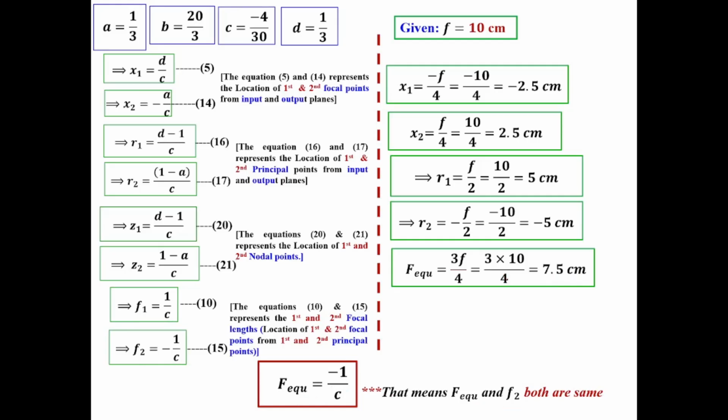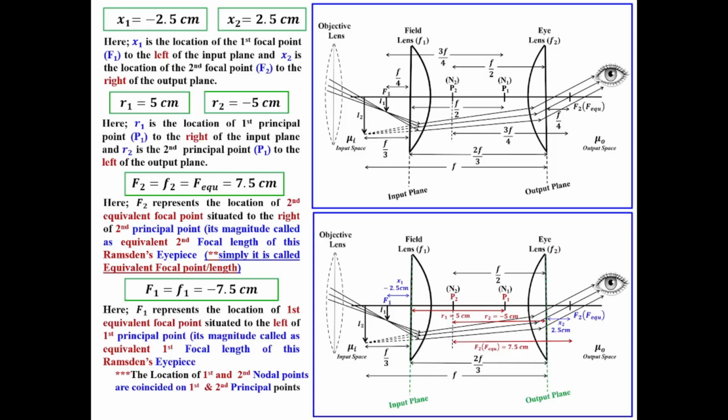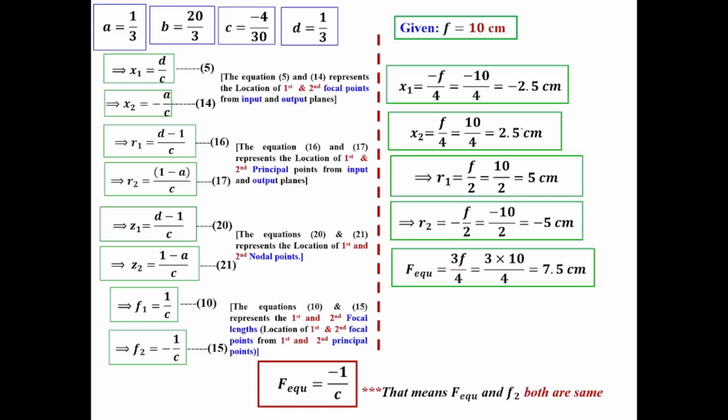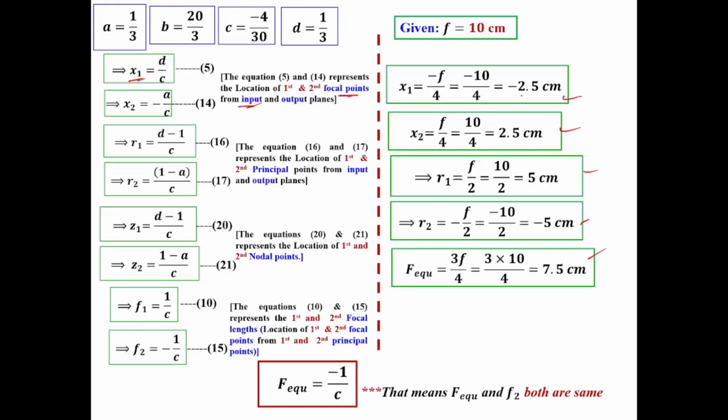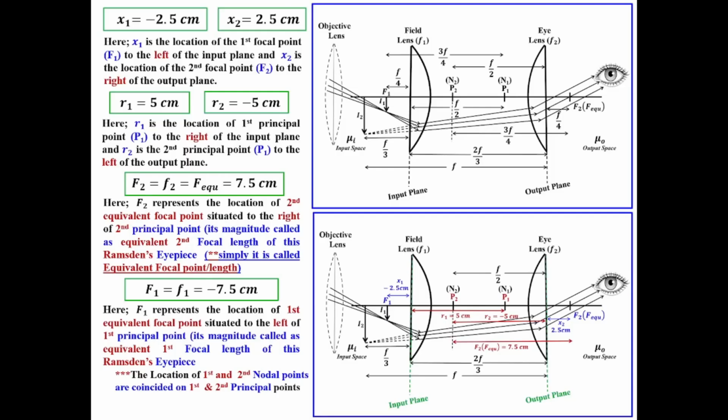Now we are going to locate the cardinal points by using these values. This x1 is nothing but the location of the first focal point from the input plane. Here I have discussed it in detail. The same values I have written: x1, x2 minus 2.5, r1 5, r2 minus 5, f equivalent 7.5.